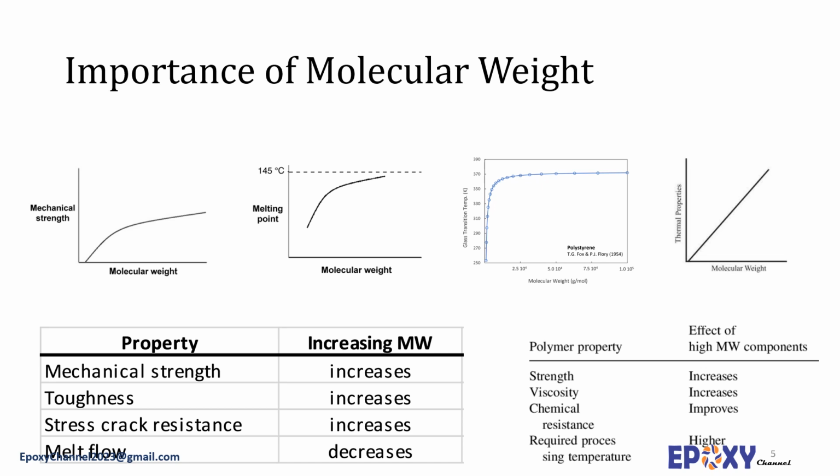Let's talk about the importance and relevance of molecular weight in the polymer domain. As you can see in this slide, when molecular weight is increasing, the mechanical strength is also increasing. Toughness is increasing, stress crack resistance will be increased, and melt flow decreases. Also the melting point is increasing, glass transition will be increased, and thermal properties as well. Moreover, the chemical resistance is also improved when we have a higher molecular weight polymer.